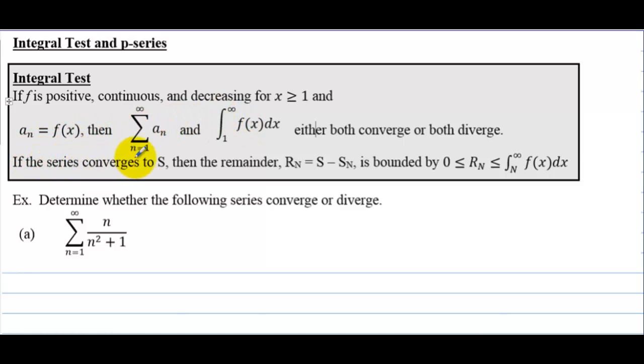If the series converges to s, then the remainder, r sub n equals s minus s sub n, or in other words, the exact value minus the estimate, is bounded by 0 is less than or equal to r sub n is less than or equal to the value of the integral. So the value of the integral will be the maximum error.